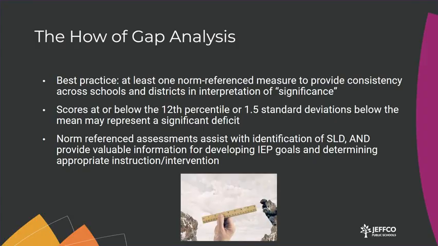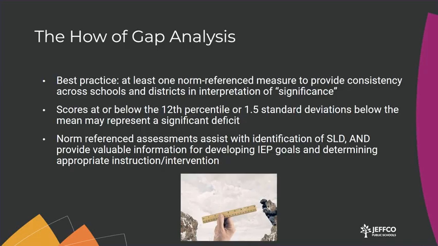Before we do that, a few notes. Best practice says we need at least one norm referenced measure to provide consistency across schools and districts in interpretation of significance. KTEA is an example of a nationally norm referenced assessment. Scores at or below the 12th percentile, or 1.5 standard deviations below the mean, may represent a significant deficit. This is a professional judgment and not a hard and fast rule.